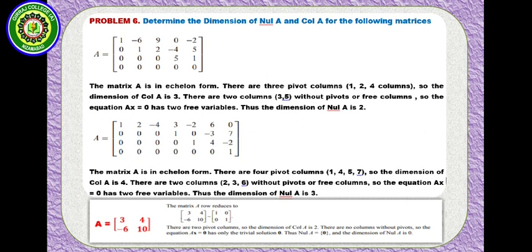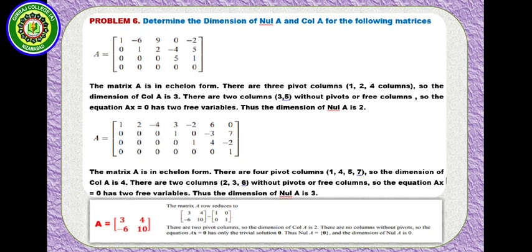First column is pivot. Second column is pivot. The third one is a linear combination. Next, the fourth column is pivot, and the fifth is a linear combination. So the pivot columns are first, second, fourth. First, second, fourth form a basis for column A, which means the dimension of column A is 3.